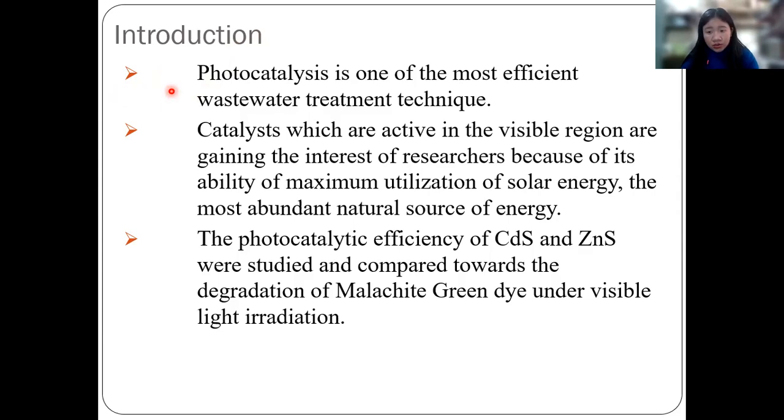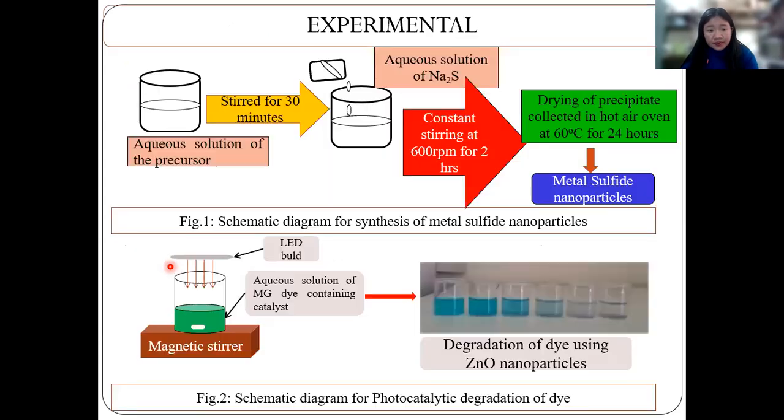It involves a light source and a catalyst material, which is mainly a semiconductor material, and catalysts which are active in the visible region are gaining the interest of researchers because of their ability to maximally utilize solar energy, which is the most abundant natural source of energy. In this present work, the photocatalytic efficiency of cadmium sulfide and zinc sulfide were studied and compared towards the degradation of malachite green dye under visible light irradiation.